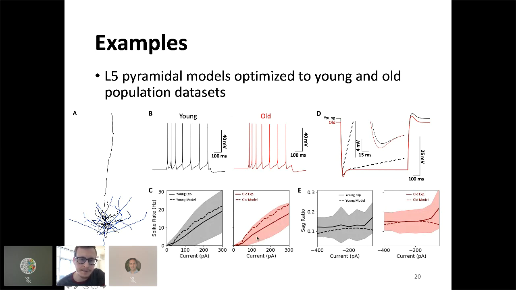So it captures the experimental data quite well for both the young and the old, as well as the sag amplitude. So you see the sag ratio is also within 1 standard deviation of the experimental data, and you see a bit of an increase in sag amplitude in the old model relative to the young.